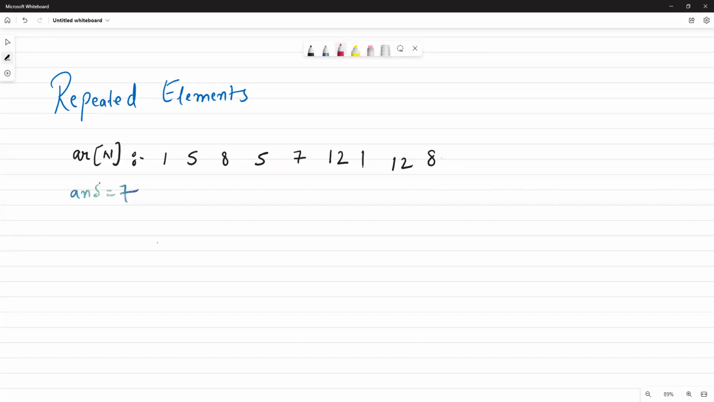When we do XOR on two similar numbers, you get 0. So if I apply XOR on all the numbers in this array, same numbers will give 0. This and this cancel out, 1 and 1 cancel out, 12 and 12 cancel out, and only 7 will remain along with XOR 0. And when you do 7 XOR 0, or any number XOR 0, you get the same number. So you will get the number which is not repeated.